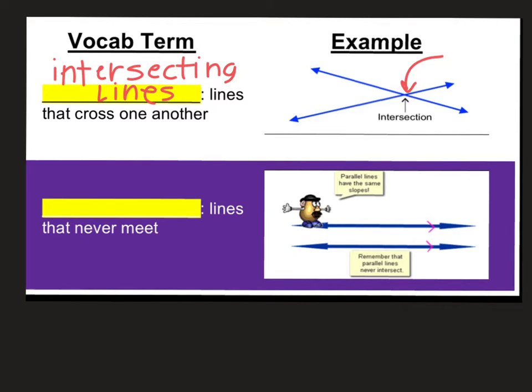Second one is parallel lines. If you look at that example, those are two straight lines that no matter how far they go, they will never intersect, they'll never meet.